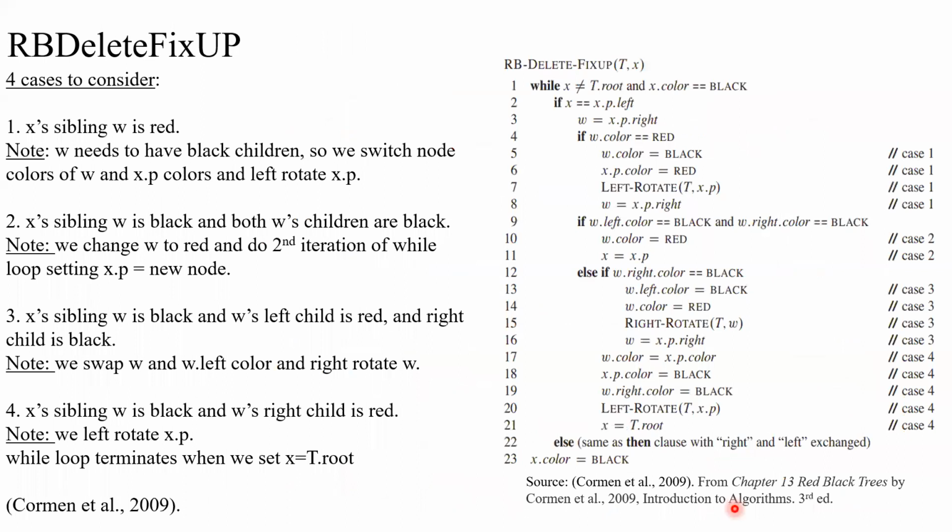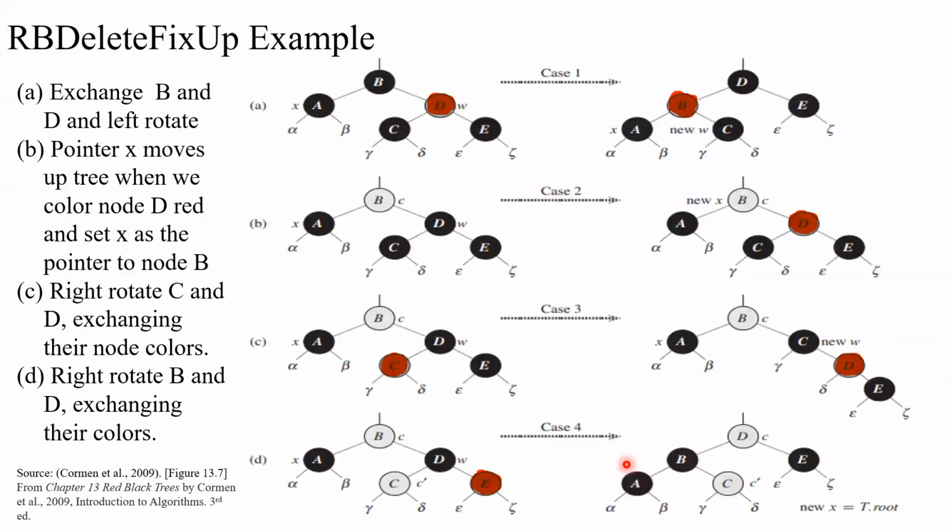I also should mention that on the last line, X dot color equals black. So we're setting X dot color equal to black.